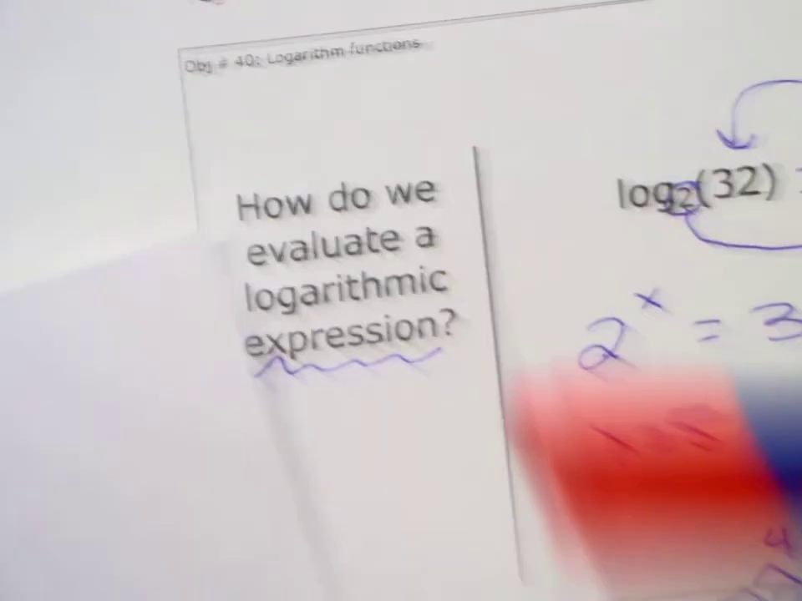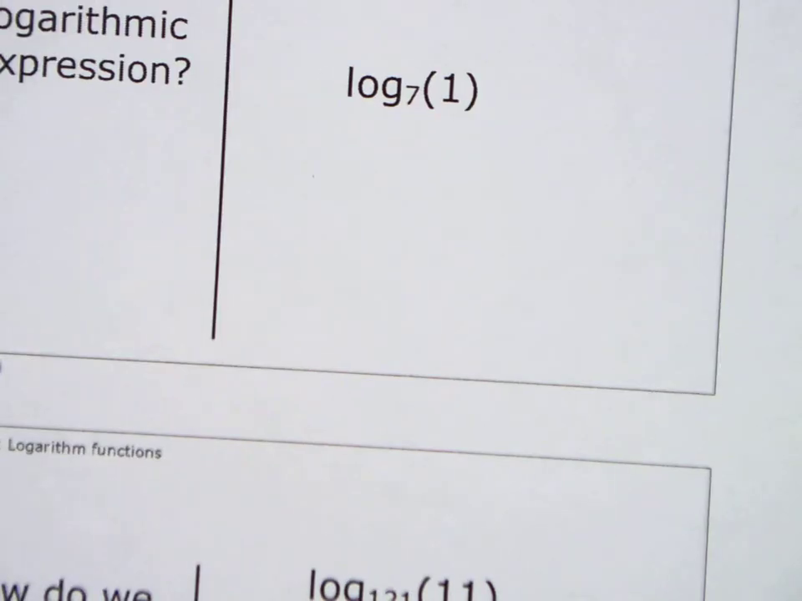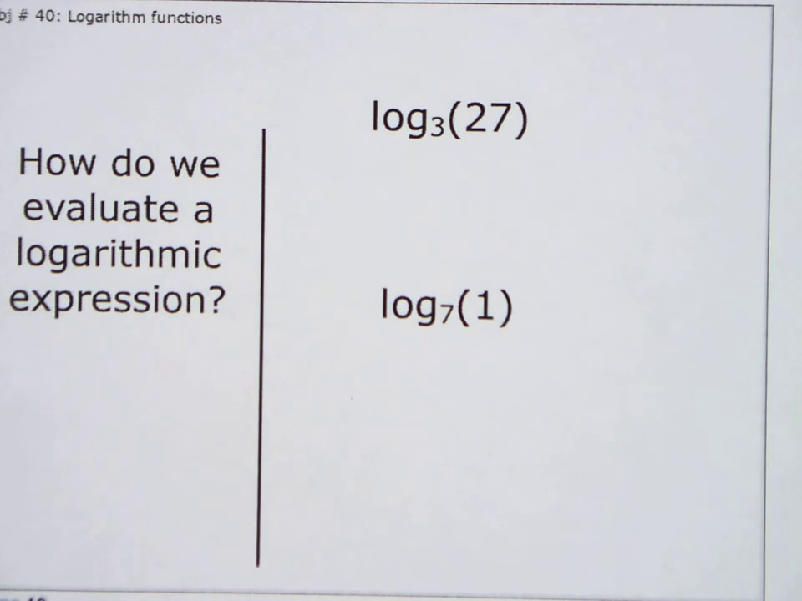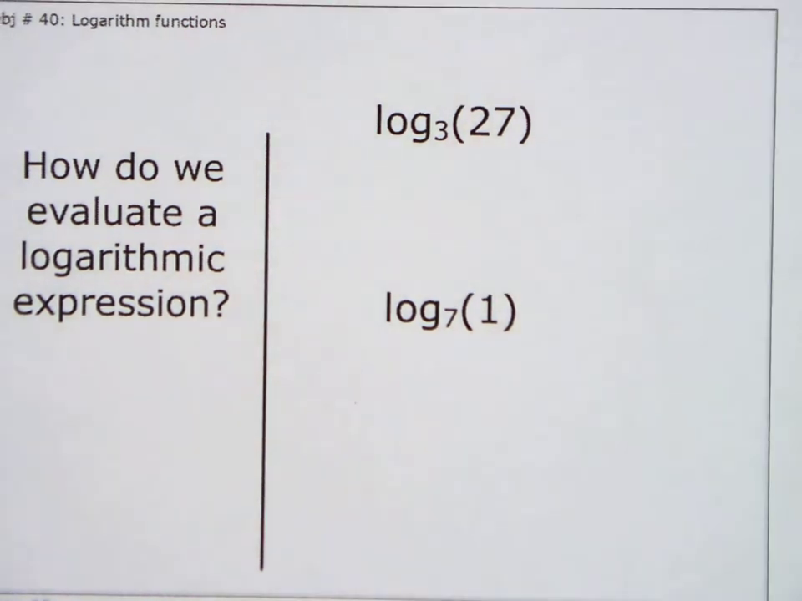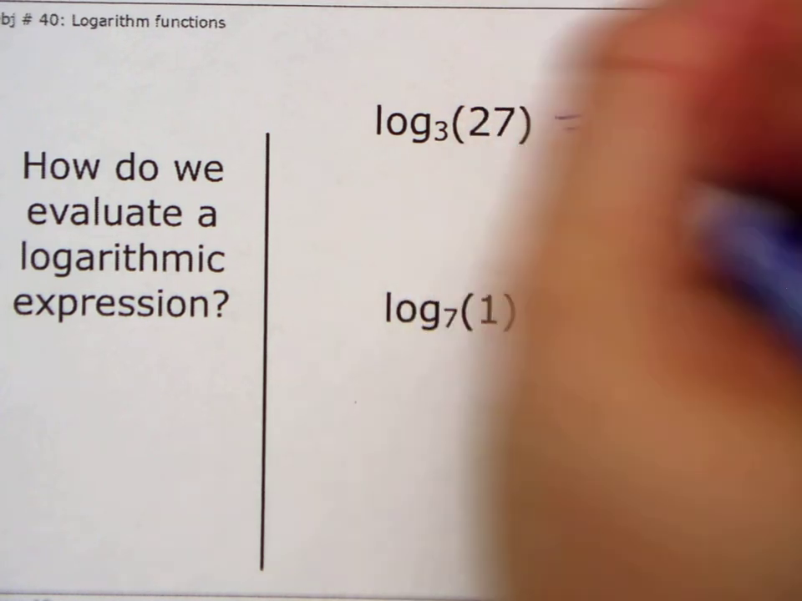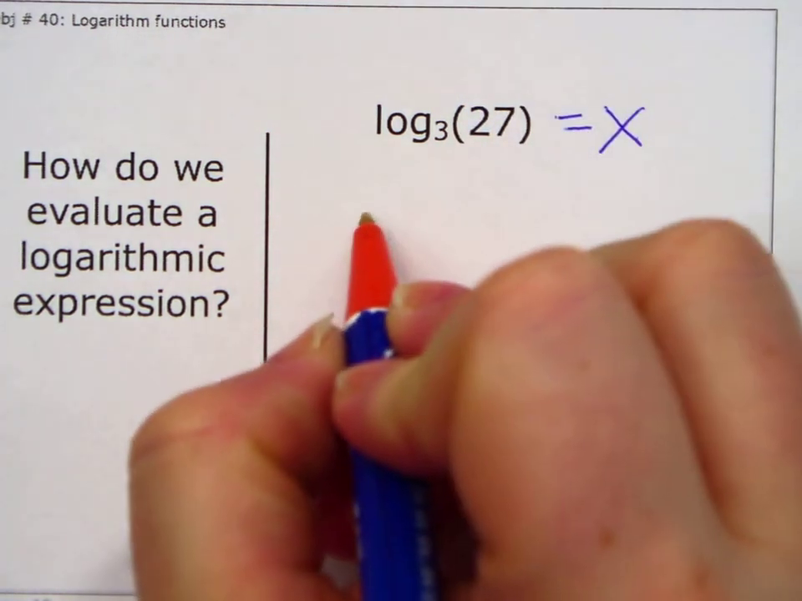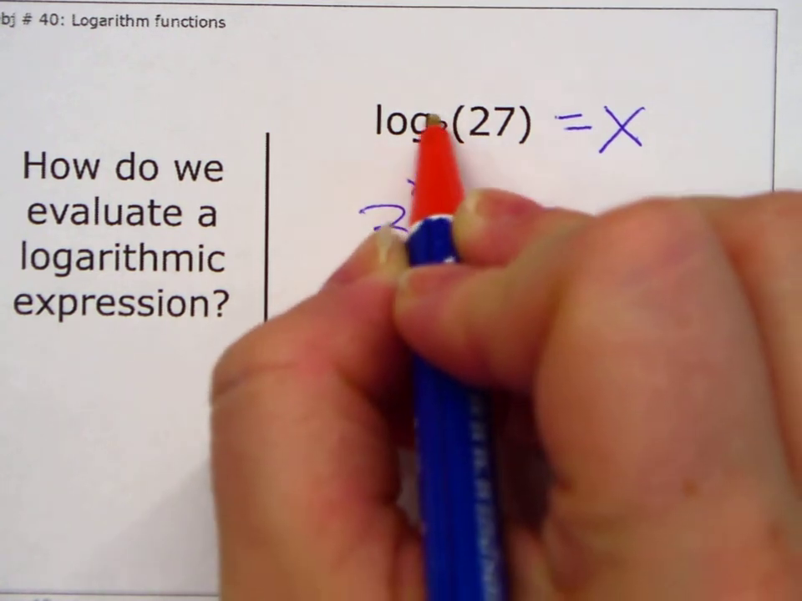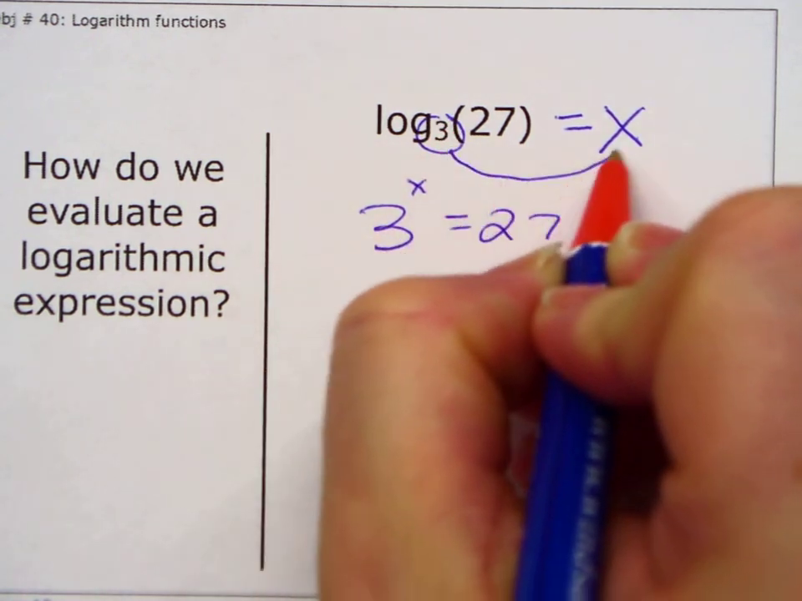All right. Do these two on your own. Log base 3 of 27, and log base 7 of 1. All right, pause the video. Do it. All right, so we set it equal to x. I mean, you can use a different letter if you want. 3 to the x equals 27. Start with the base, exponent.